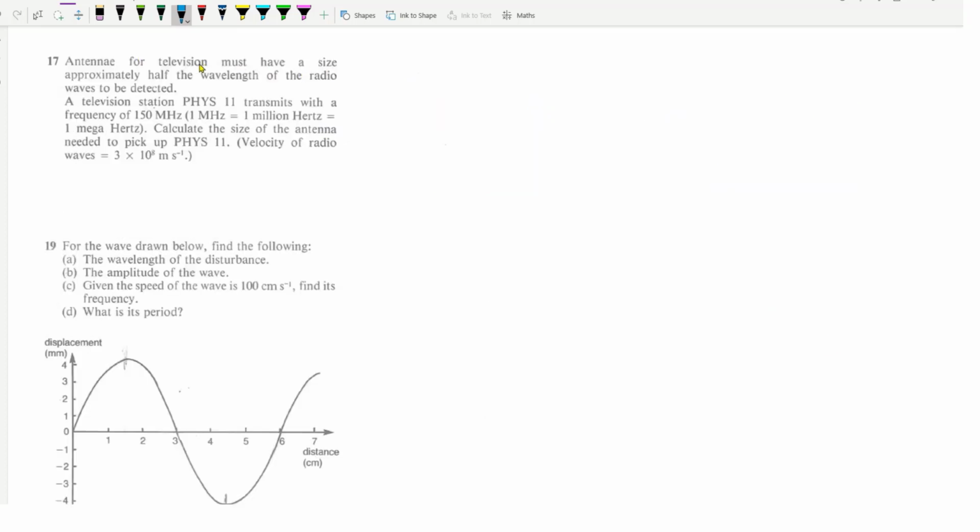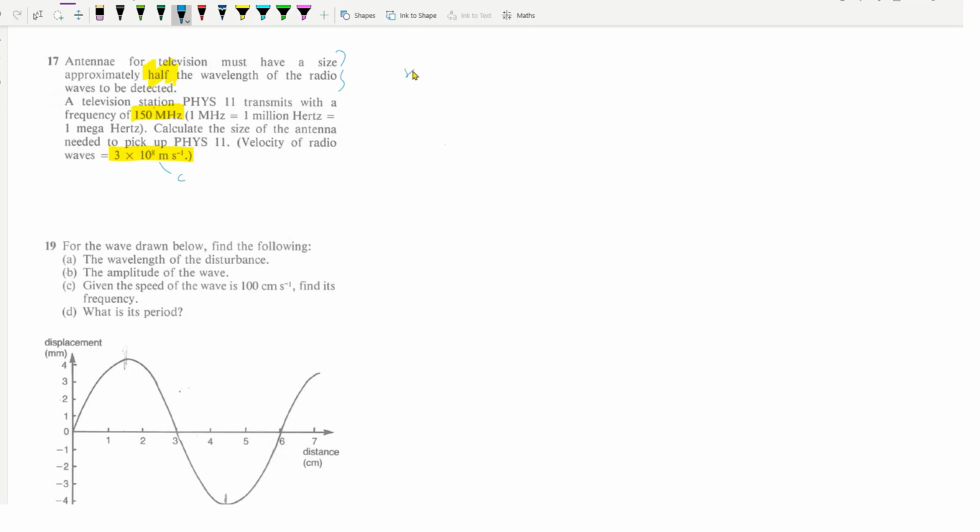Antenna for television must have a size approximately half the wavelength of radio waves that are going to be detected. So this is actually alluding to whatever you work out the answer, you're going to have to halve it. Okay. So television on physics channel 11 transmits with a frequency of 150 megahertz. Calculate the size of the antenna, and you're told that the velocity of radio waves is 3 times 10 power 8 meters per second, which is the speed of light. So this is often referred to as c.